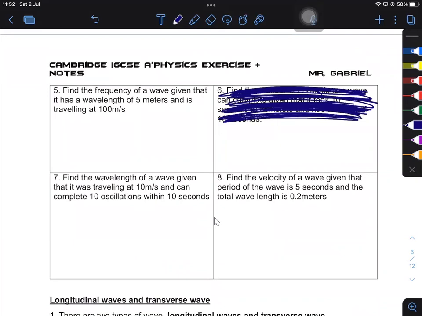So what do you write? For one to complete one oscillation, the time taken to complete one oscillation is a period. So there is the time to go, to complete one oscillation.